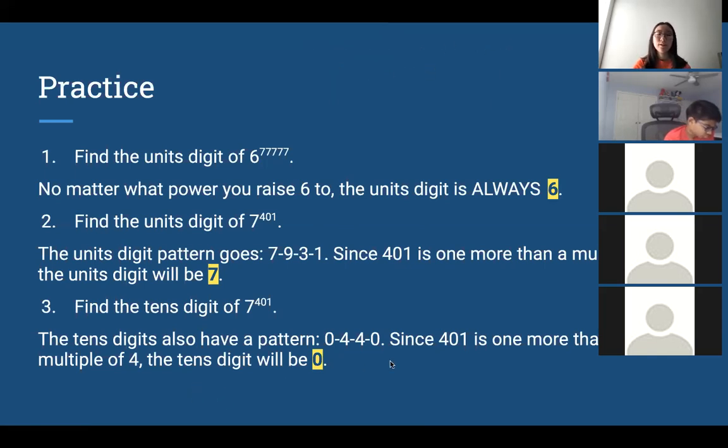So that's another pattern of 4. And we do 401 mod 4 again. So then that gives us a remainder of 1. And we look at the first number in our pattern, which is 0. So that's our answer. Oh, I got 4400 as a pattern.